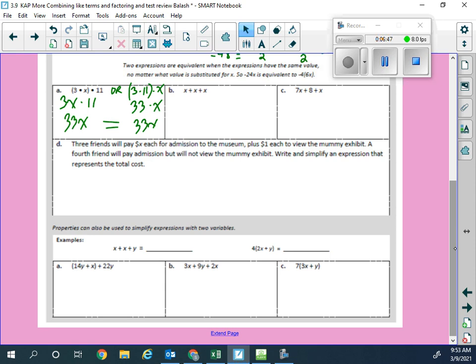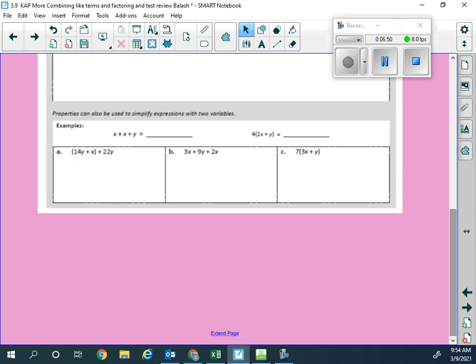We've already talked about it. Let's move down here where we now have 2 variables. If I have x plus y, what would that all simplify down to? 2x plus y. Yeah, 2x plus y, because those are like terms, right? What about over here with this 4 sitting out there? What does that mean?